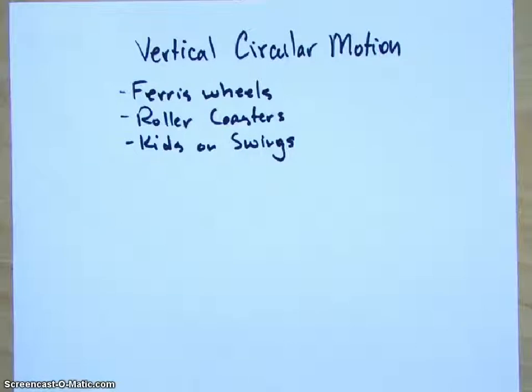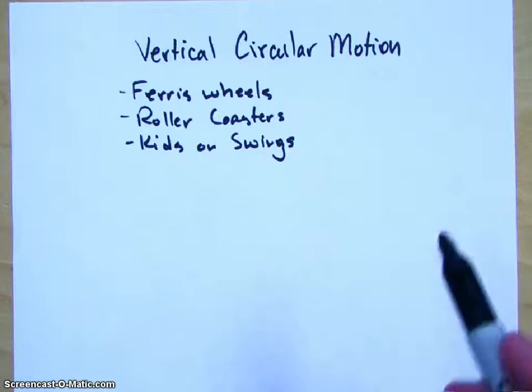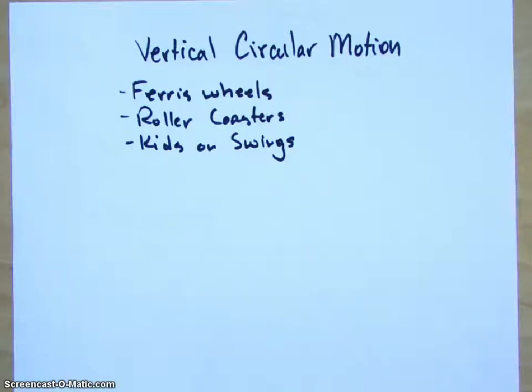Okay, let's talk about vertical circular motion. Horizontal circular motion, we can take weight out of the equation. Once I get into vertical circular motion, weight matters. Ferris wheels, roller coasters, kids on swing sets are all common examples of the type of things you might encounter with this. Now, let's look at a roller coaster first.